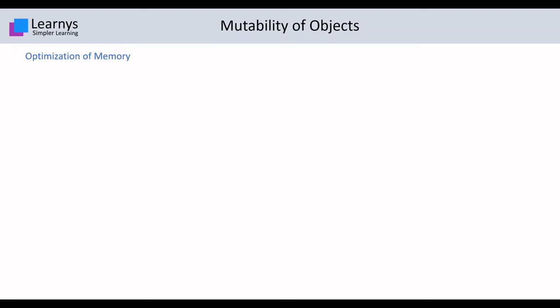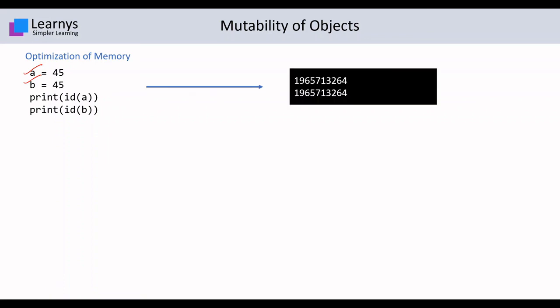The third is memory optimization. Let's see this code. When we attempt to create 2 immutable objects with the same content, that is 45, and bind them to 2 different names, which are A and B, the interpreter may choose to create only one instance and bind both the names to the same instance. As we can see over here, the IDs of A and B are exactly the same.